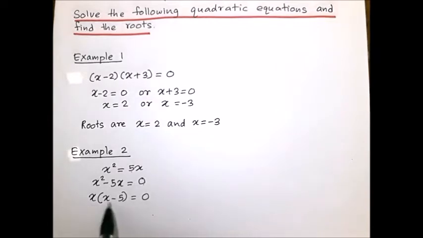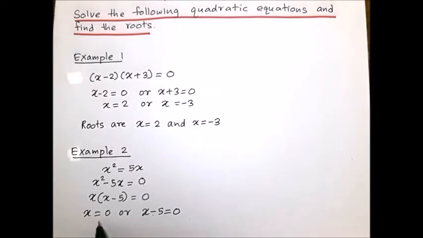Now these two are factors of this quadratic equation. Here the mathematical operation is multiplication. x multiplied by (x minus 5) equals 0. Here x should be 0 or x minus 5 should be equal to 0. x equals 0 or x minus 5 equals 0.